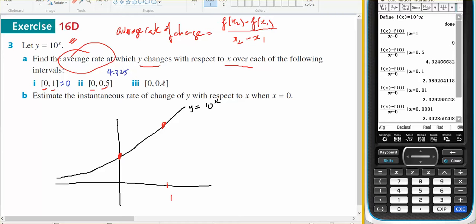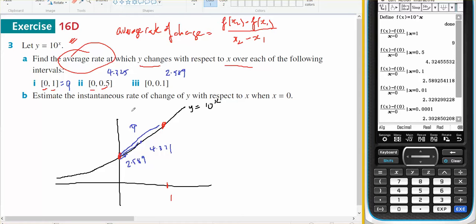If I go from 0.1 back to 0, I get 2.589. If I go from 0 to 1, I get 9. If I go from 0 to 0.5, I get 4.325. If I go from 0 to 0.1, I get 2.589.